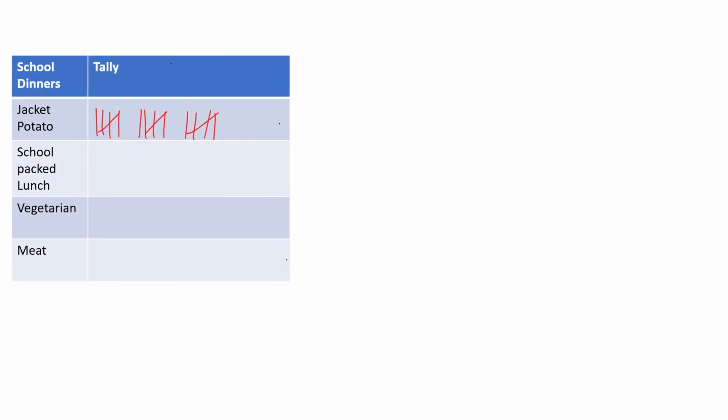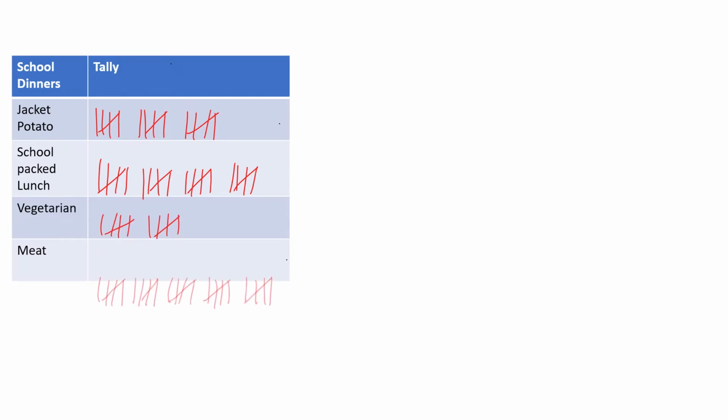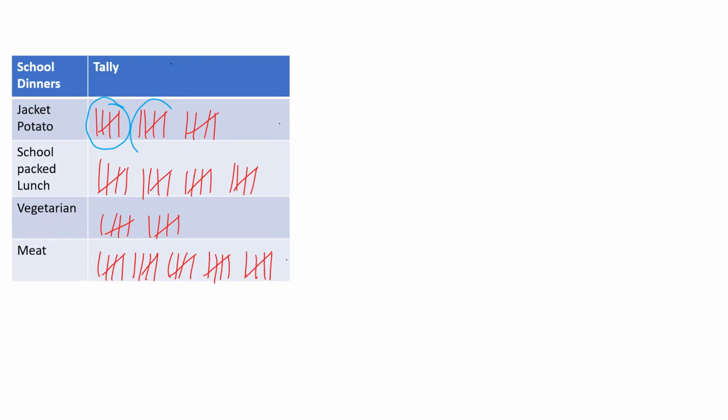So now we have another tally, which is school dinners. So let's bring up all the data. Now we're going to find out, first of all, the total amount for each lunch option. So jacket potato, let's say we've got 5, 10, 15. So 15 people want jacket potato.